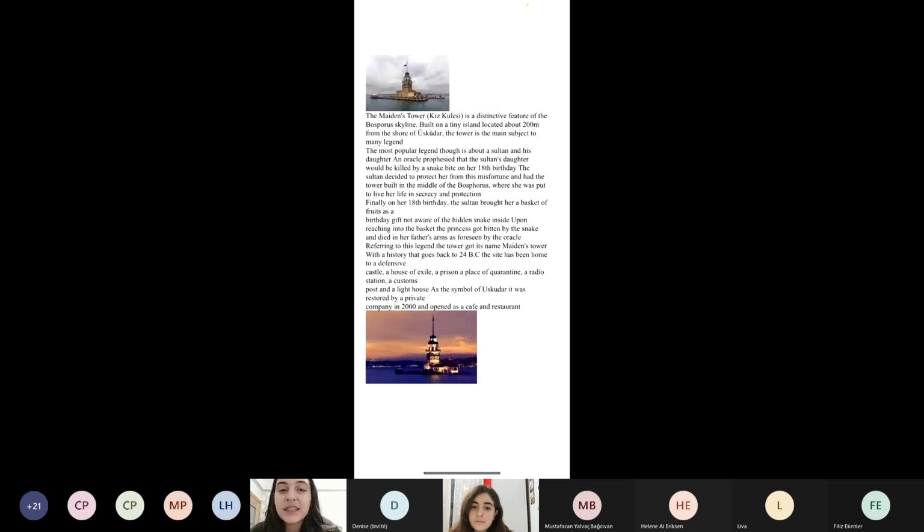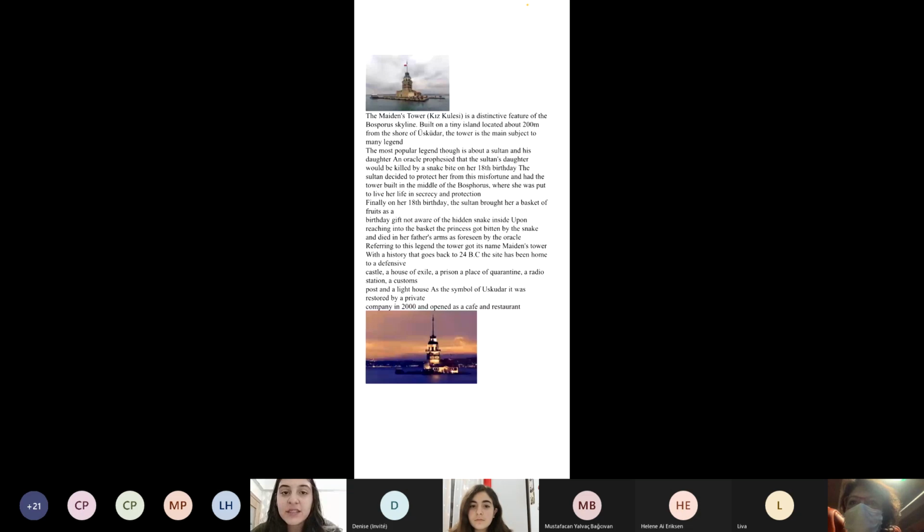The Maiden's Tower is a distinctive feature of the Bosphorus skyline, built on a tiny island located about 200 meters from the shore of Üsküdar. The tower is the main subject in many legends. The most popular legend told is about the Sultan and his daughter. An oracle prophesied that the Sultan's daughter would be killed by a snake bite on her 18th birthday. The Sultan decided to protect her from this misfortune and had the tower built in the middle of the Bosphorus, where she was put to live her life in security and protection.